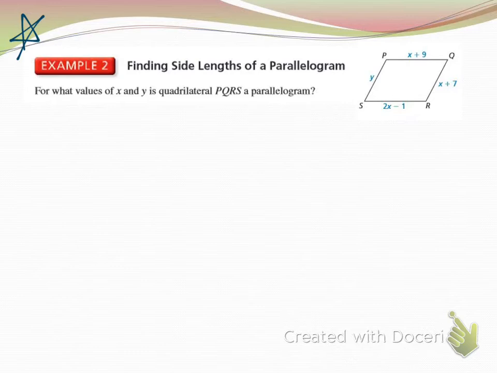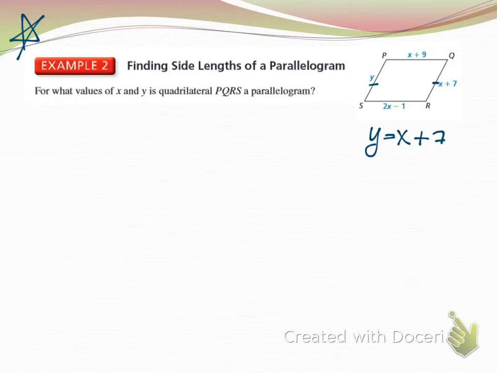The reason I say that is we've got 4 sides that are listed. 3 of them have an x plus 9, we've got x plus 7, we've got 2x minus 1, and then we just have a y. What we want to do is figure out what equation we're going to write. We're given side lengths. If this is a parallelogram, what would we know about the sides? The opposite sides would be congruent, right? So we would know that y would be congruent to x plus 7.